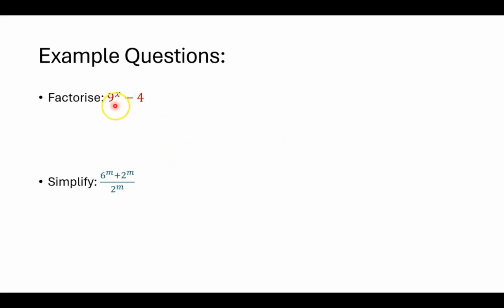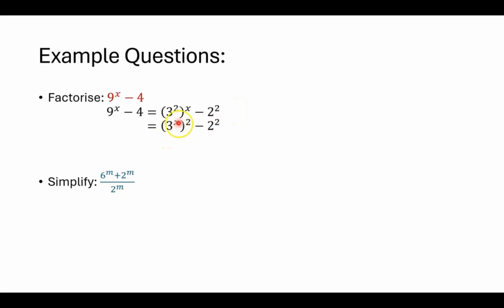First one is factorize 9 to the power of x minus 4. So because the question tells us to factorize, we know we need to write it as some sort of product. The first thing we'll notice is that 3 squared gives us 9 and 2 squared gives us 4. So these two things are basically the same. After you see the power of 2, the squared, in these numbers, you know the difference of squares is going to come somewhere.